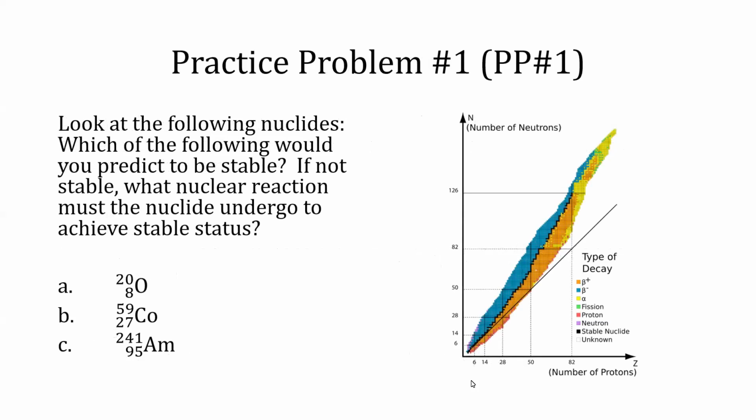Here is practice problem number 1. Look at the following nuclides. Which of the following would you predict to be stable? If not stable, what nuclear reaction must the nuclide undergo to achieve stable status? They are 28O, 59_27Co, and 24_195Al.